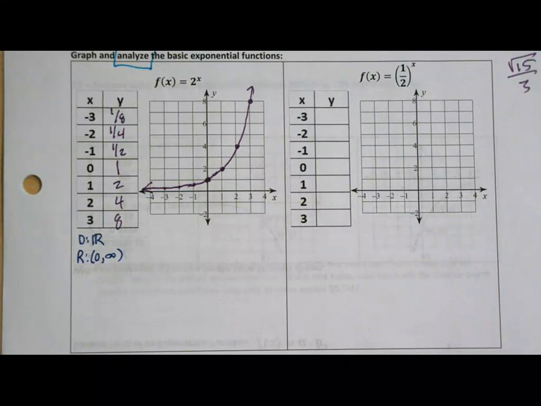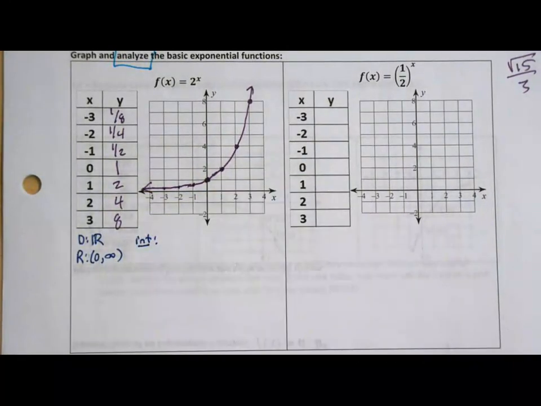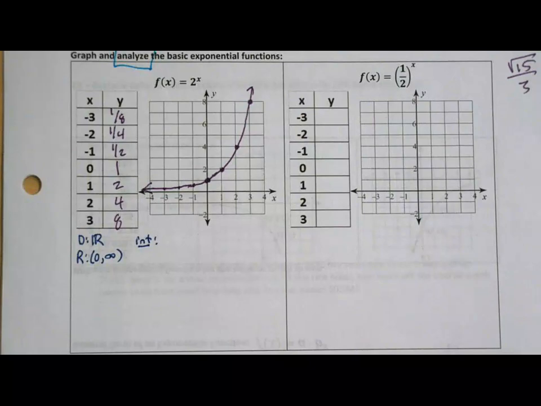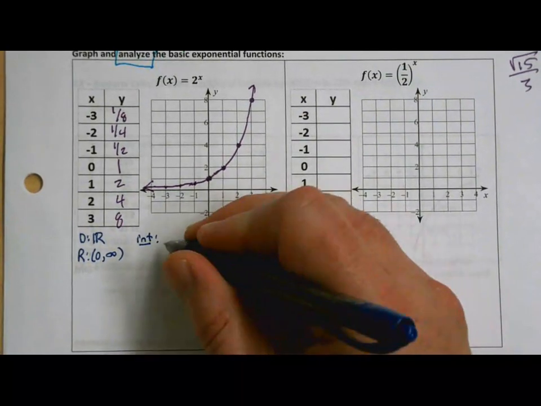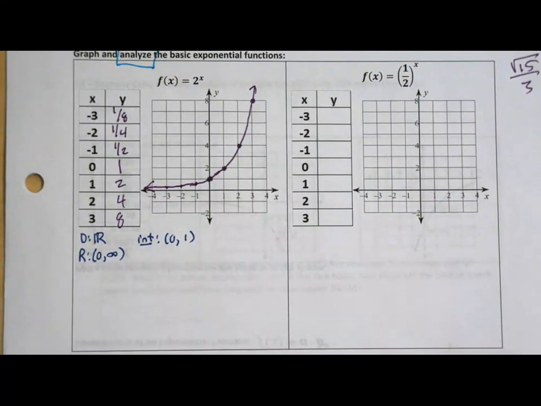What else do we do on our list? Intercepts. Let's do intercepts. So we want x and y intercepts. I see a y-intercept at (0, 1). Are there any x-intercepts? No.